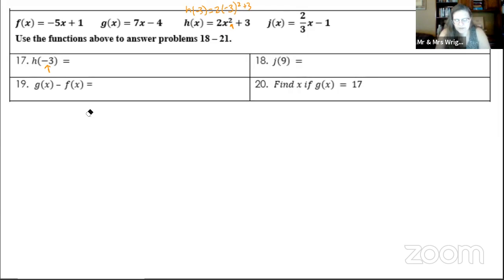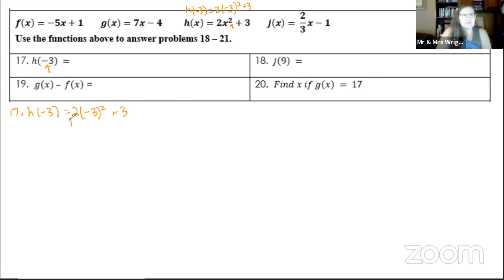So I'm going to go ahead and plug this into my calculator. I'm going to enter just the left side of the equation. And let me rewrite this down here for you, because since that's on a line, that's hard to see. I'm going to do h of -3 equals 2 times (-3) squared plus 3.